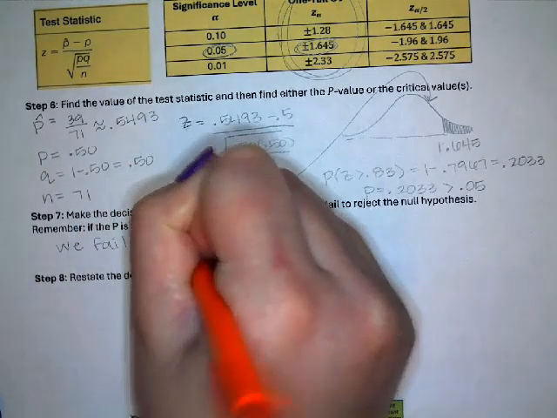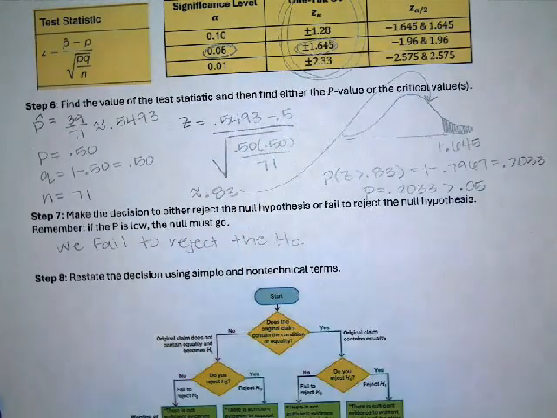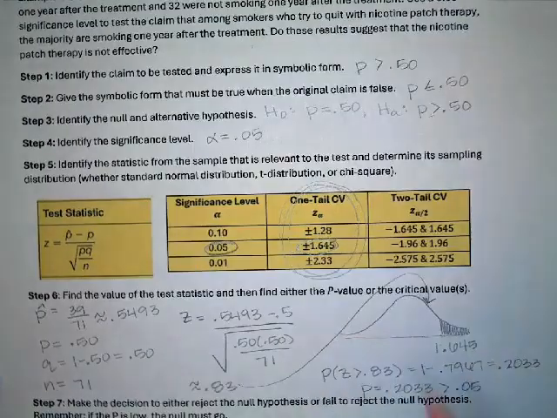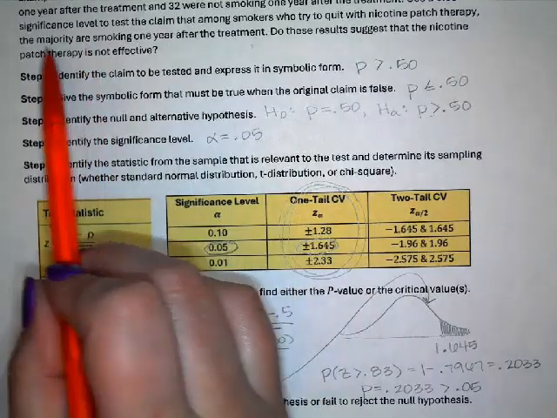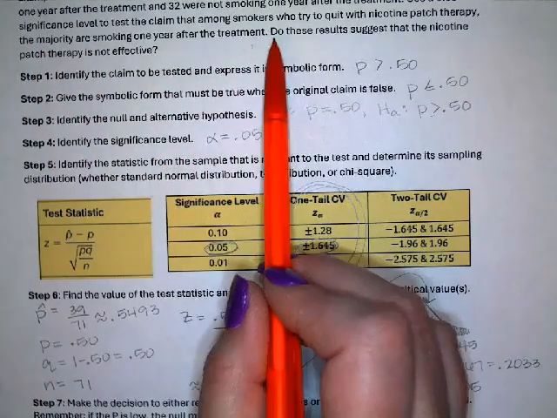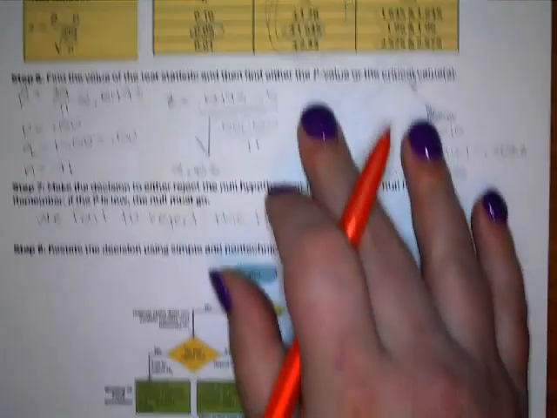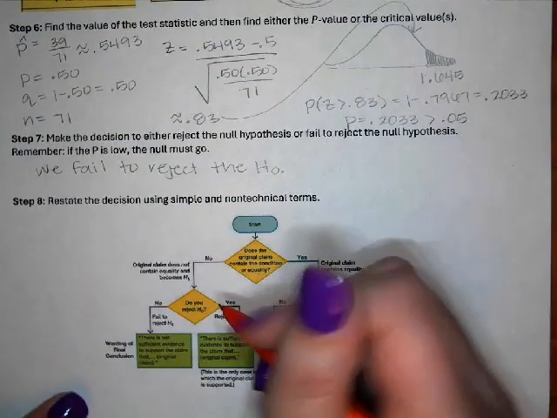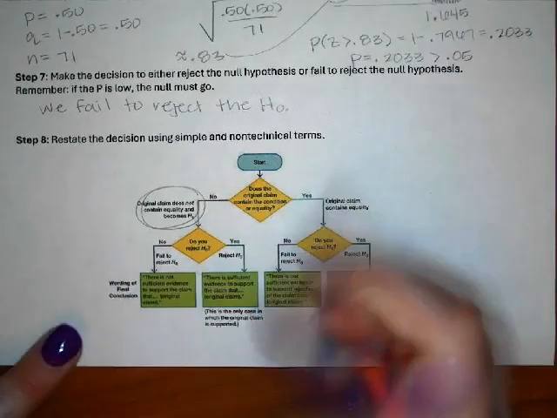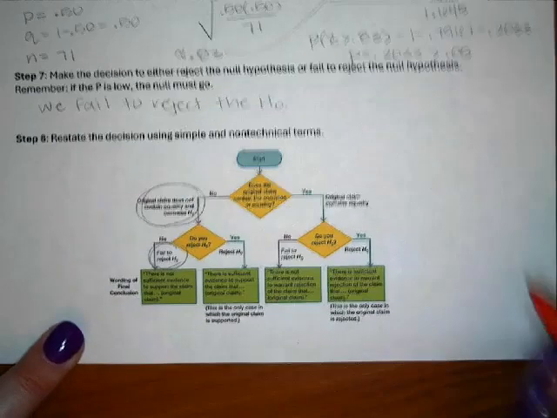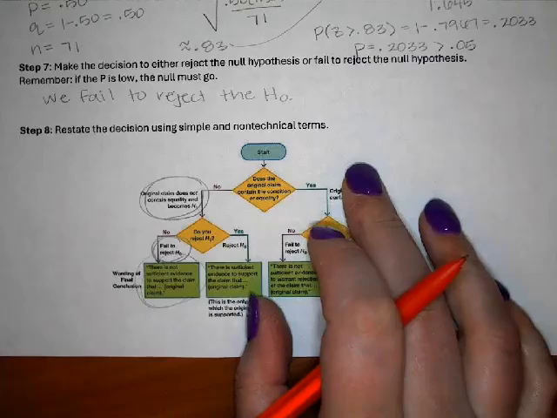Okay, I'm going to look back at the original phrasing of the question. So the majority are smoking 1 year after treatment. So we were looking at P is greater than 0.50. That's what we were trying to find. The original claim does not contain equality, is what we found, and we failed to reject the null hypothesis. And so this is what we are going to be reading and writing as our final sentence.